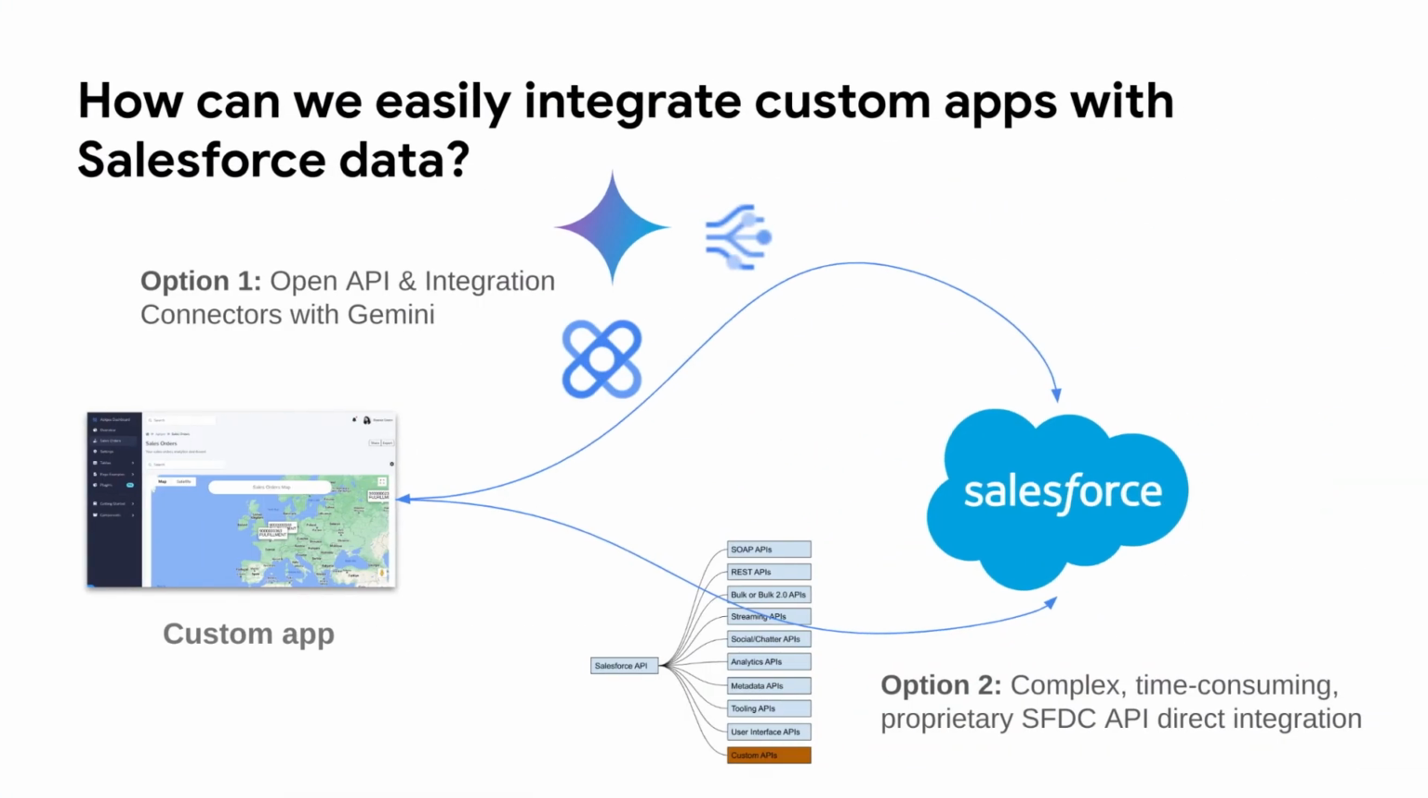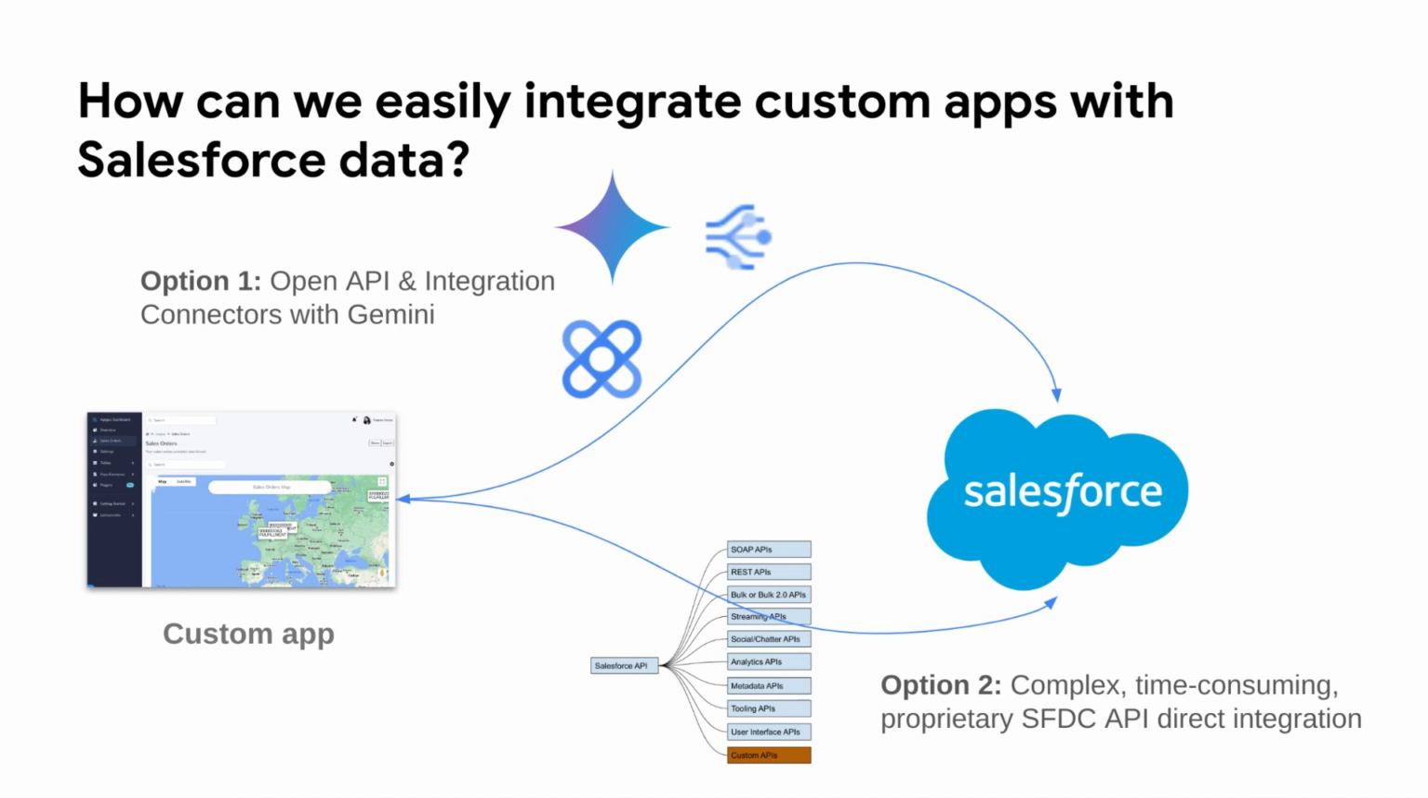There are a couple of different options. Option one is to use open APIs and integration connectors together with the help of Gemini to do these types of integrations as automatically and reusably as possible. Option two is more complex and time consuming and would involve creating custom code in our apps to integrate directly with the Salesforce API. This is also less flexible down the road in case something changes. We want to tap into other services and data sources, or maybe change to different SaaS platforms. We're going to have to redo all that code.